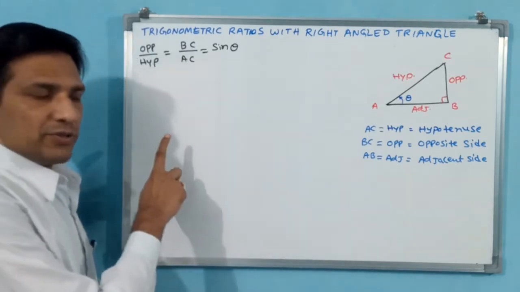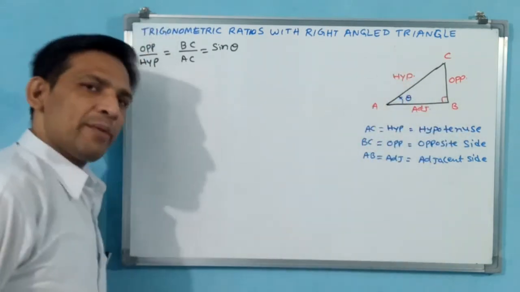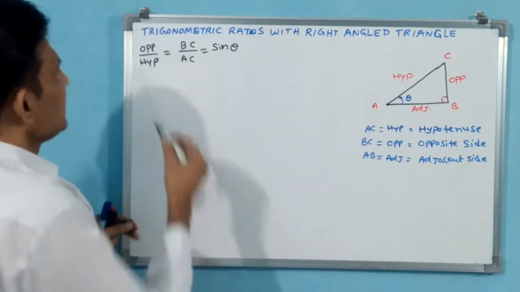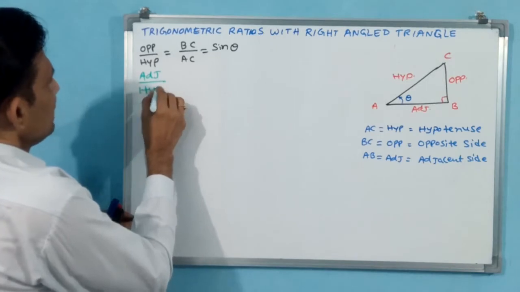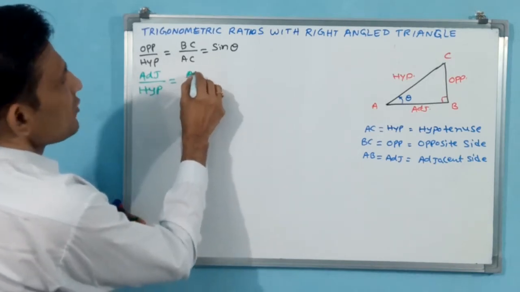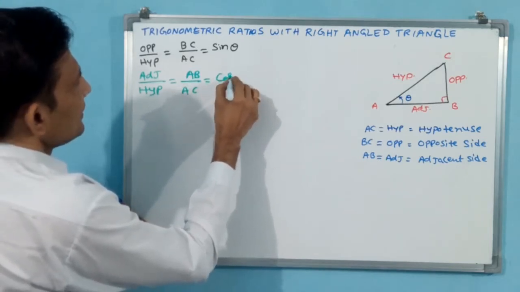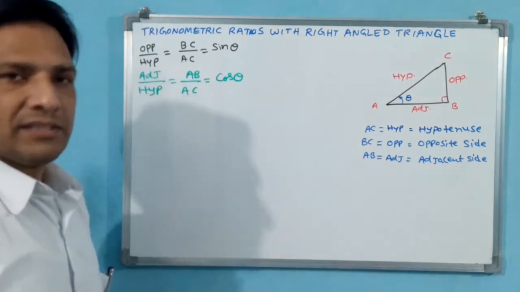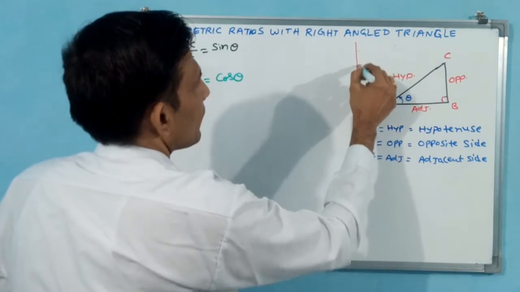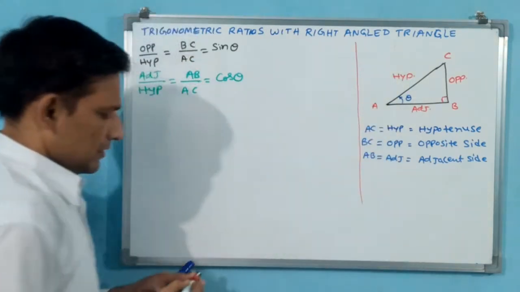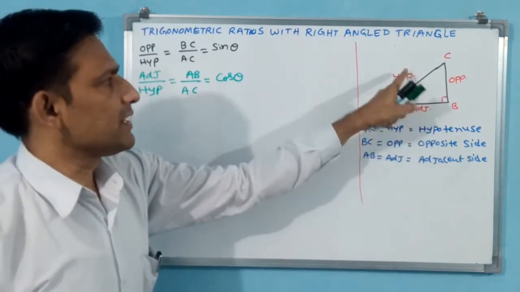See, this is one ratio. Another ratio: rather than the opposite side, I will now take the adjacent side to the hypotenuse. Let us write adjacent side by hypotenuse. Adjacent side is AB, so AB by AC, that is equal to cos theta. This we have given the name cos theta, for adjacent side to hypotenuse.